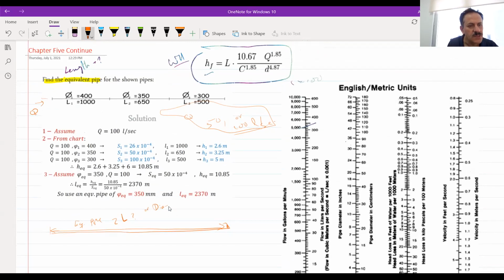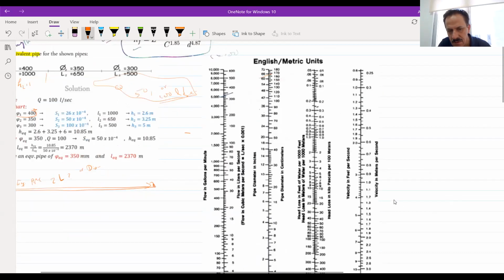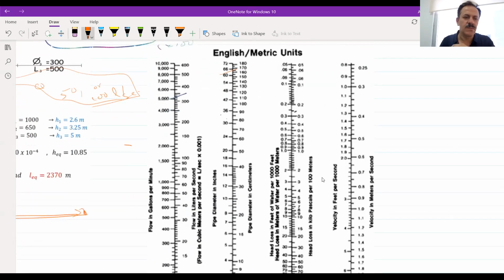Then from that Q, for pipe 1, we have the flow, we have the length, we have the diameter. What's missing is the head loss, which I will find in pipe 1 by using either this or this one. So for pipe 1, when we have a Q of 100, the diameter is 400 millimeters. I have to go with this one, 100 by 400. Where is the 100? The flow, liters per second. So this is the 200, this is the 100.